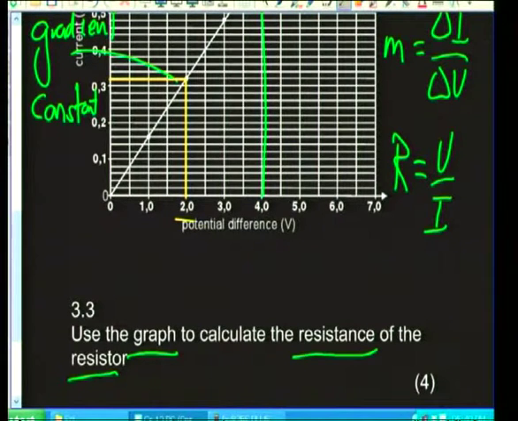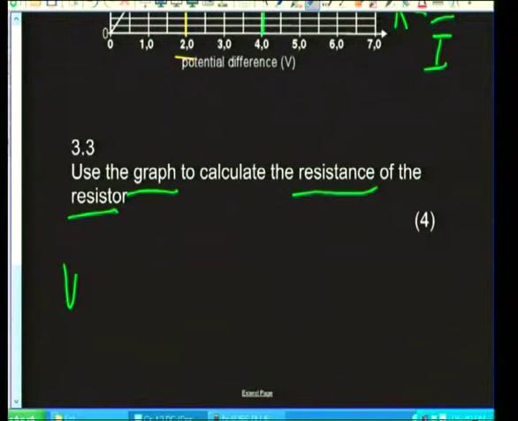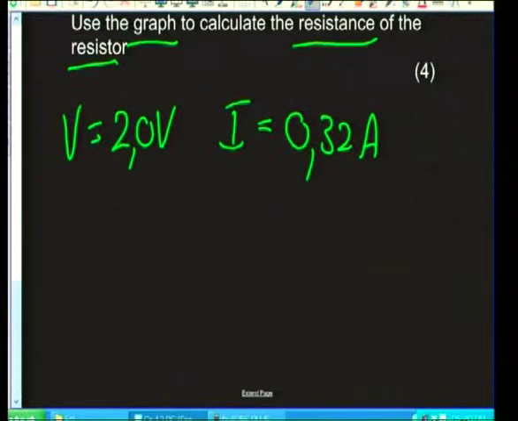So if we take the relationship that we've got there, we've got a current value and we've got a potential difference value. If I'm wanting to find resistance, can't I just read them off and substitute them into the formula? Well, why not? I'm going to use the graph, and I know that for V equal to 2.0 volts, the current from the graph is equal to, I've made a mistake there, 0.32 amps.